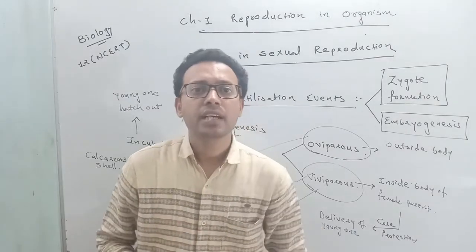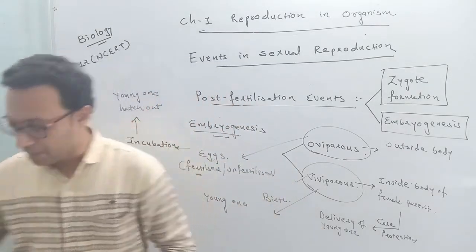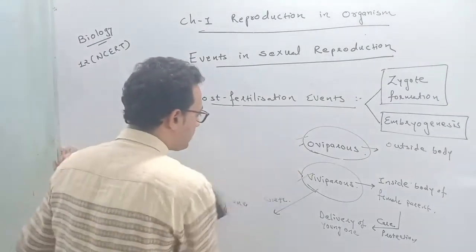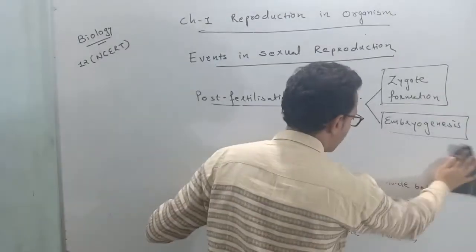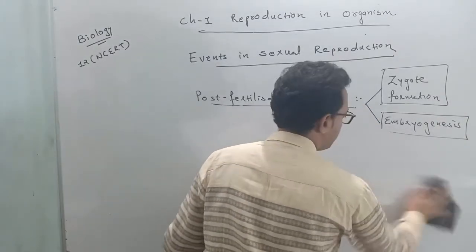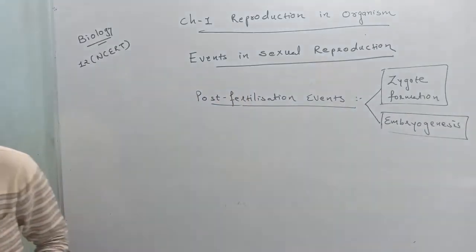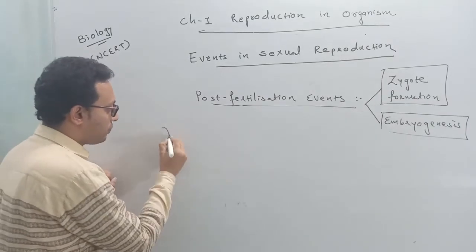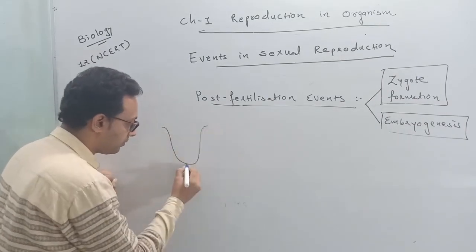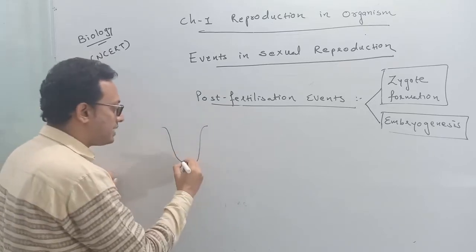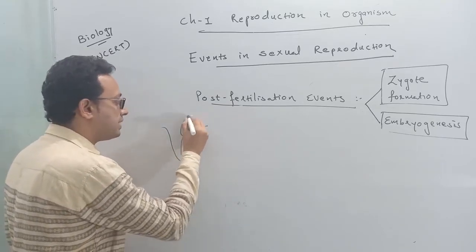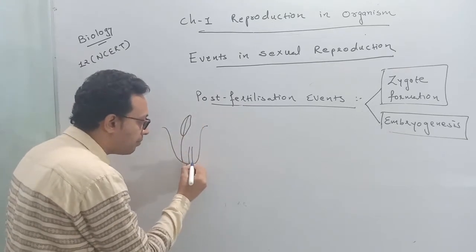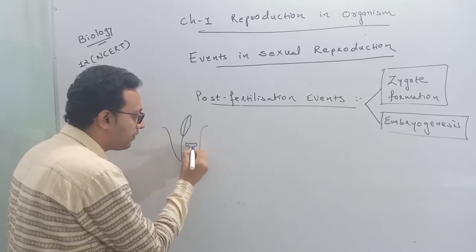Now let's discuss the example of plants, or flowering plants, angiosperms. In a flowering plant, how does the embryo development take place? Suppose, for example, this is a flower. I am drawing a bisexual flower. You know the meaning of bisexual flower. Bisexual flower means it possesses both reproductive organs, a male reproductive organ as well as a female reproductive organ.